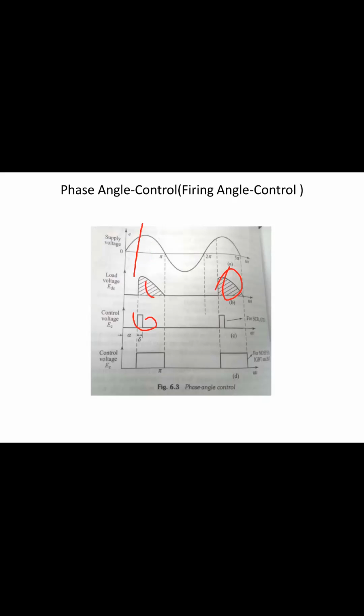When I apply gate pulses to the gate terminal of the SCR, the SCR is turned on. Then I get V naught equal to VL equal to ES only, where ES is the input voltage. Next, during the negative half cycle.